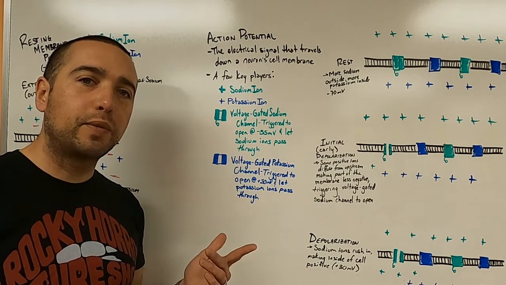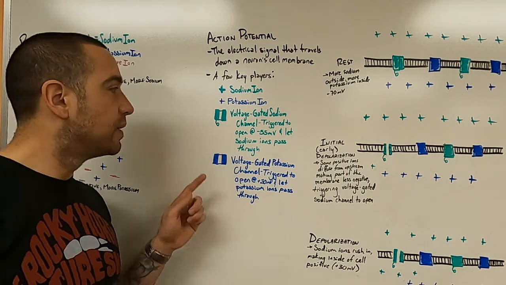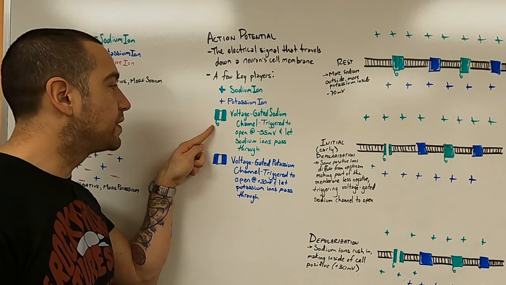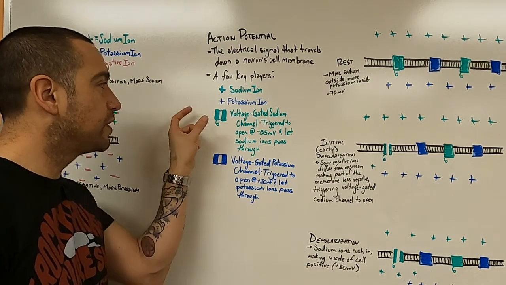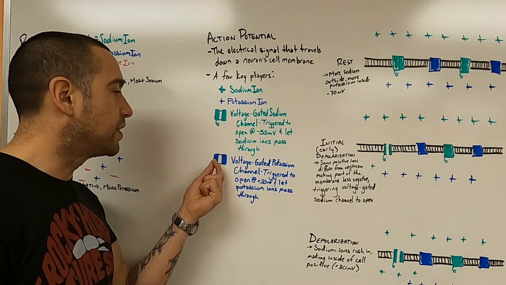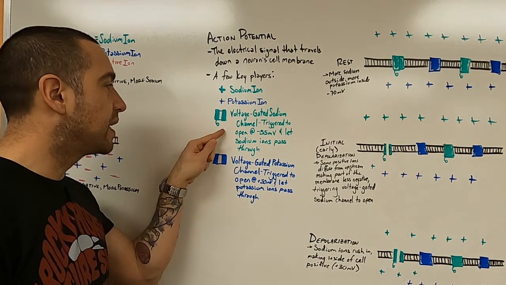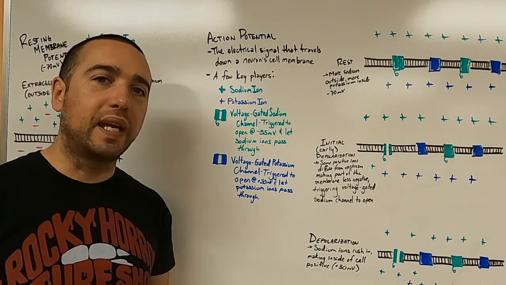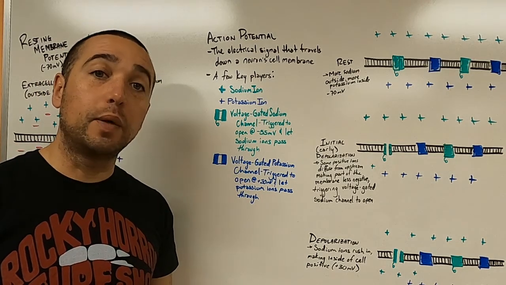An important difference between these, the way that they are diagrammed, is that a voltage-gated sodium channel has an extra little piece. So in addition to opening and closing the normal way that an ion channel does, it has this piece that can go in, and that's a closed and inactive state. And we'll see that in a moment.